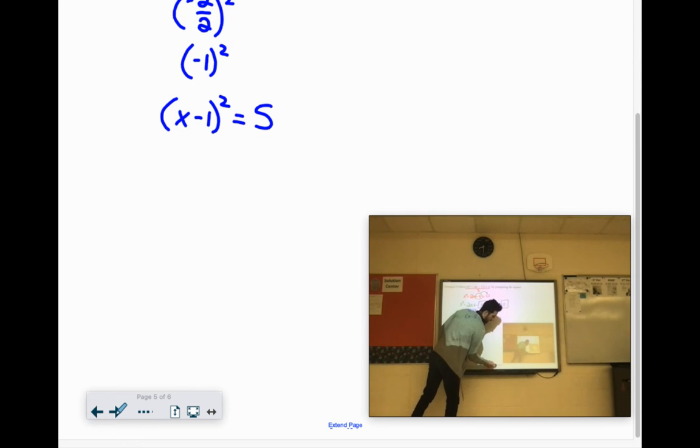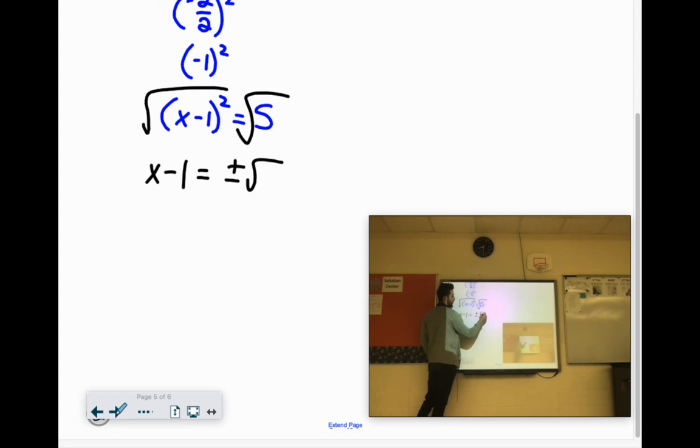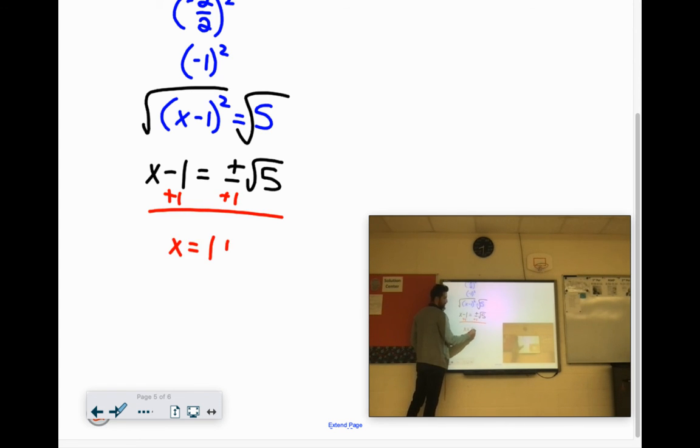Oh, yeah. Here we go. Square root of x minus 1 equals plus or minus. There's no square root of 5, and there are no perfect squares except for 1, so we'll just leave it at root 5. Add the 1. X equals 1 plus or minus root 5.